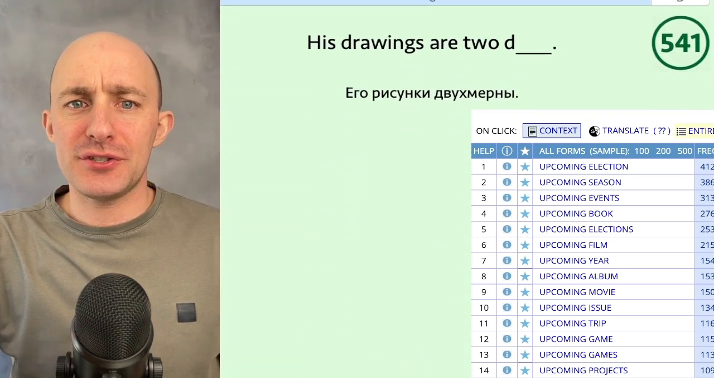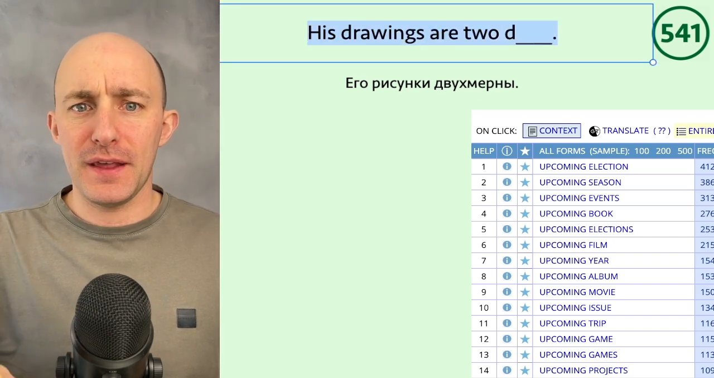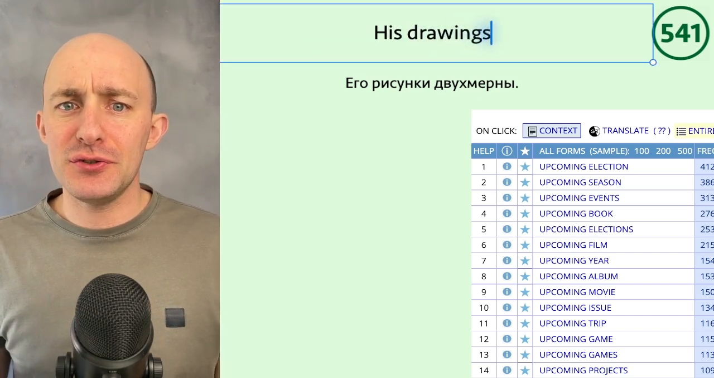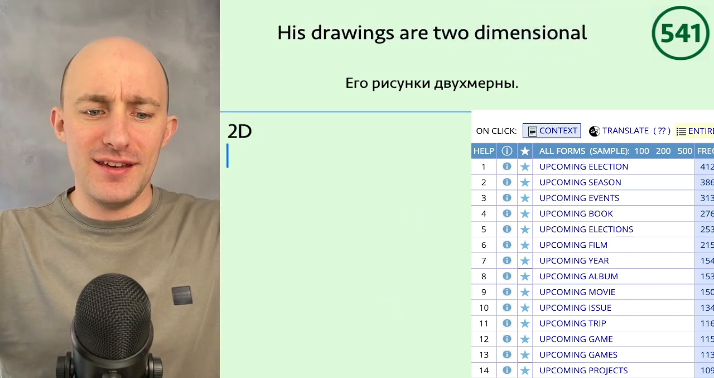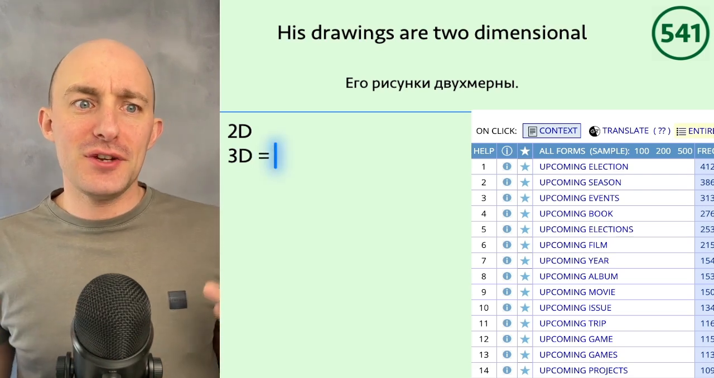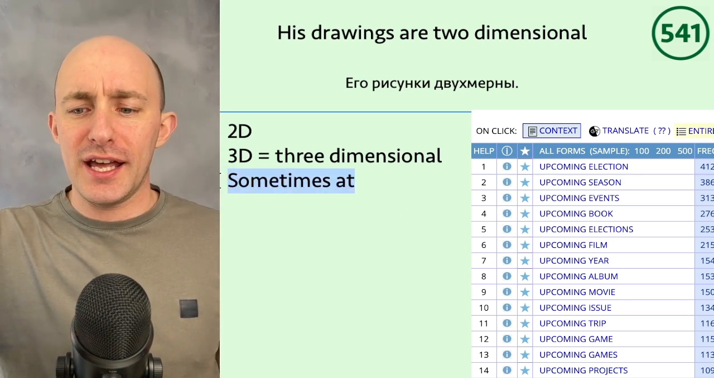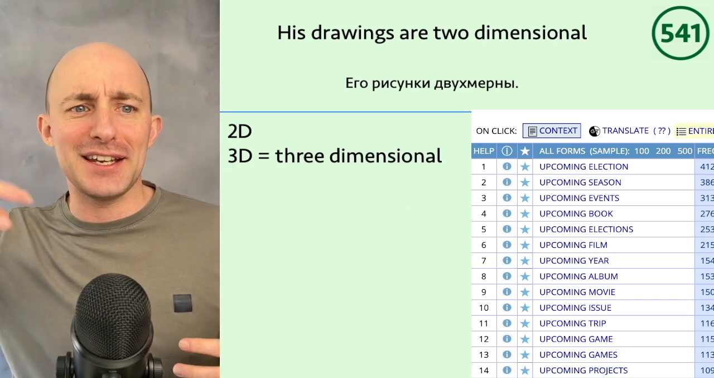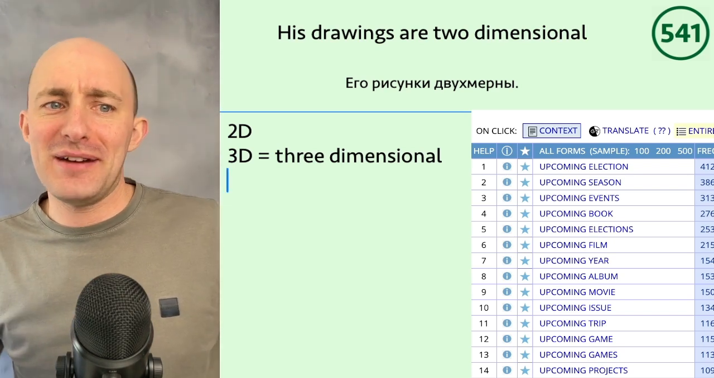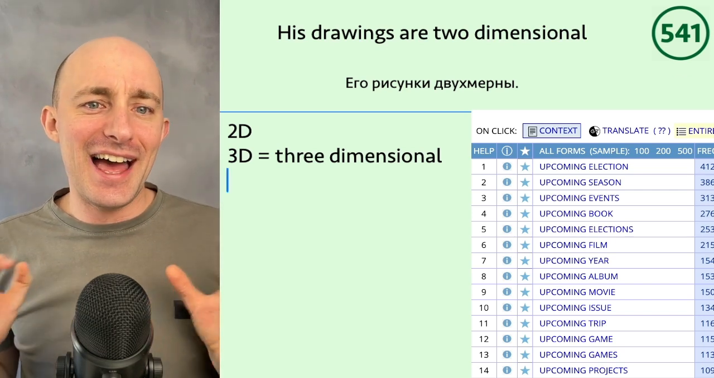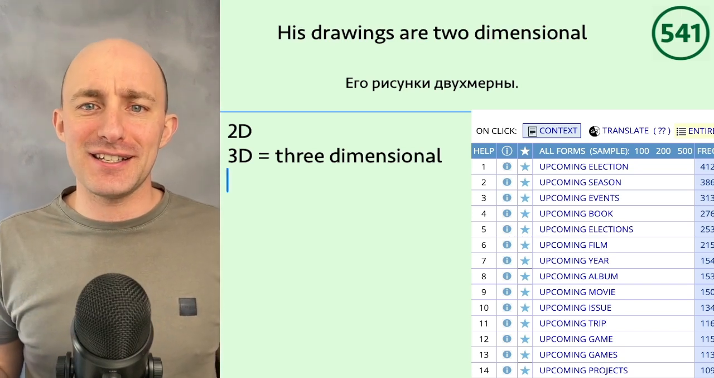So, number 541. His drawings are two-dimensional. So, two-dimensional is 2D. 3D is three-dimensional. Sometimes at the cinema they talk about like 4D or 5D because they add, I don't know, blowing air and they add some smells and they say, oh, now it's got 5 dimensions. I'm not sure that really works. Anyway, but 2-dimensional or 3-dimensional, obviously we use these phrases a lot.